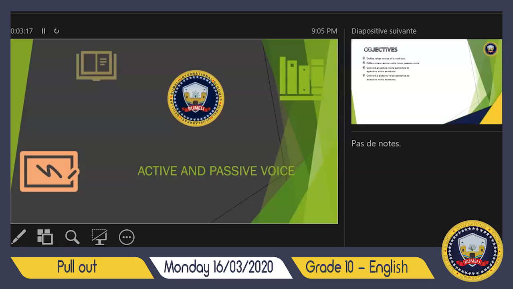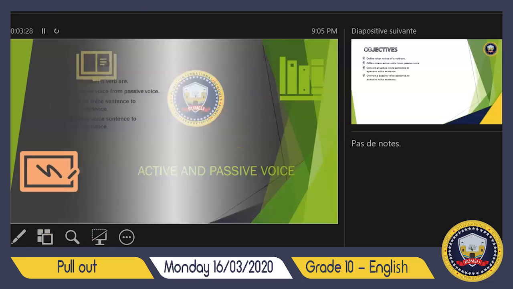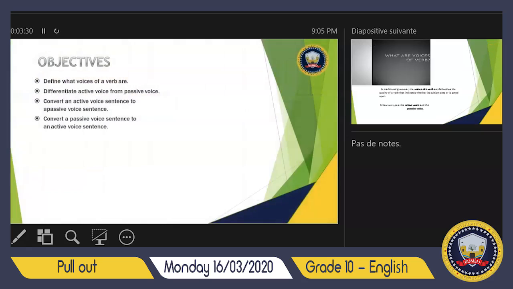So, today we have a very interesting topic, which is the active and the passive voice. Let's see what is an active and passive voice. But first of all, you need to know what the objectives of these lessons are. By the end of these lessons, we need you to be able to define what voices of a verb are. Also, to differentiate the active voice from the passive voice.